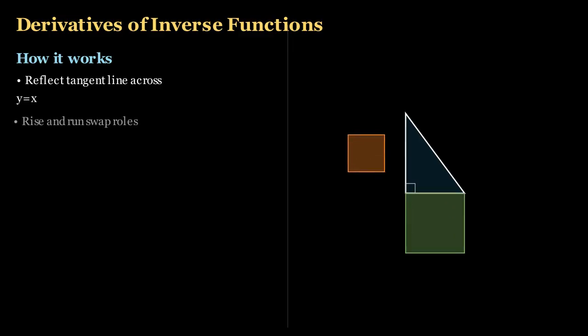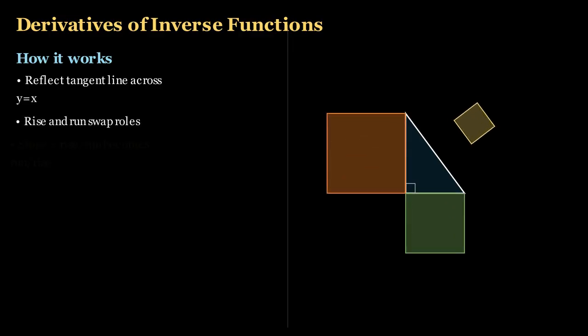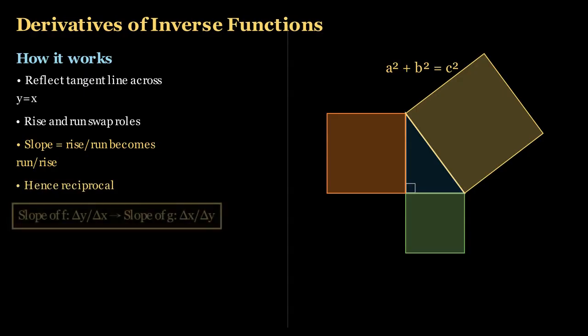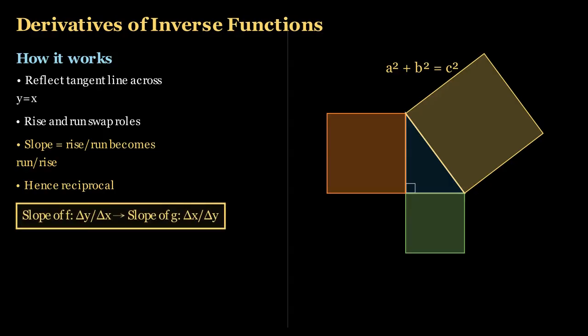What happens? The rise of the original becomes the run of the reflected line, and the run becomes the rise. So the slope of the reflected line is run over rise, which is exactly 1 over the original slope. Since the reflected line is the tangent to the inverse function, we get g' of y equals 1 over f' of x. It is all just geometry.